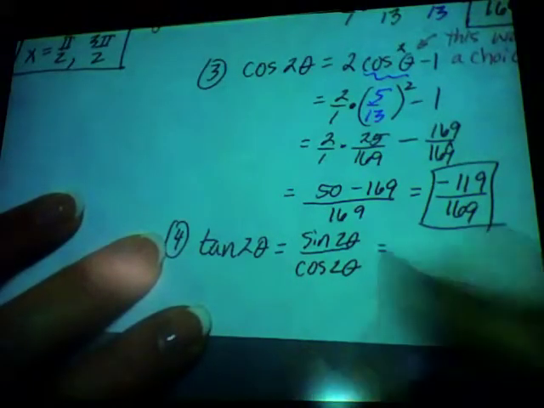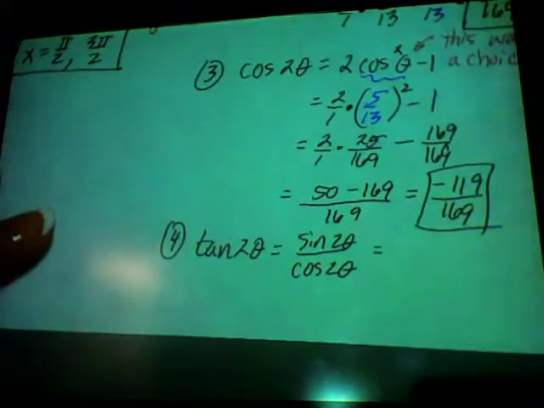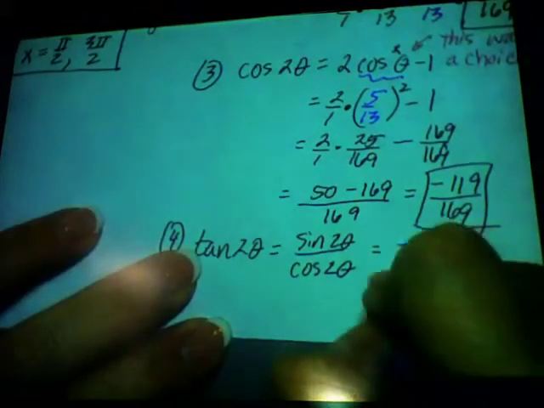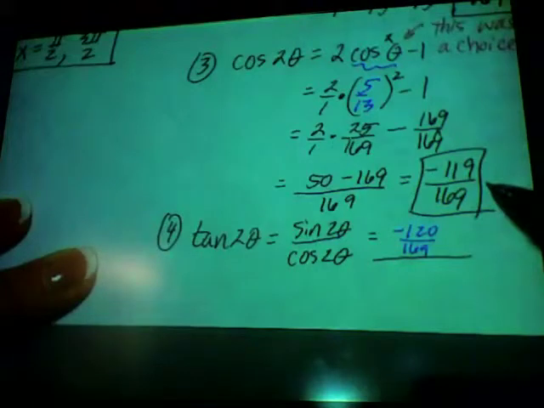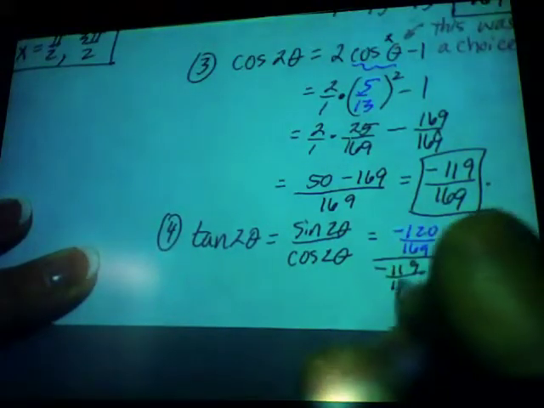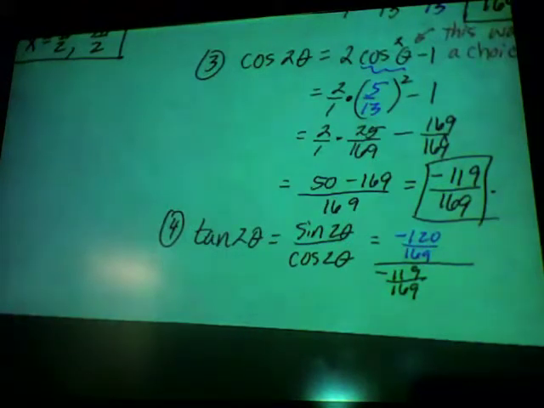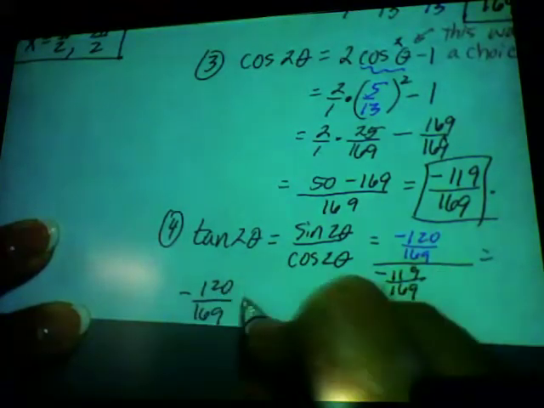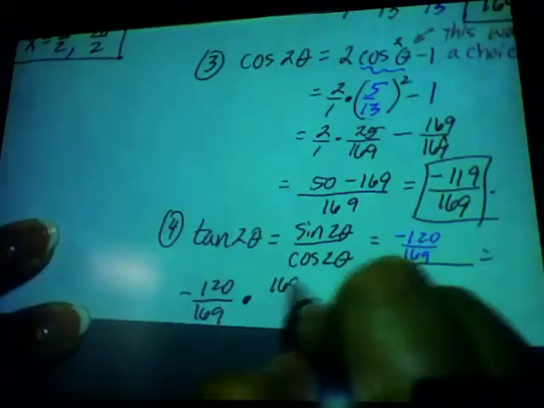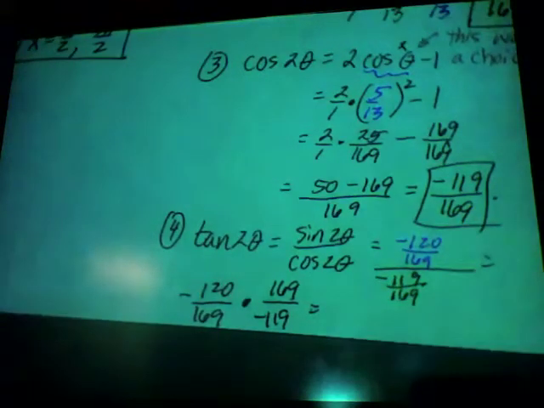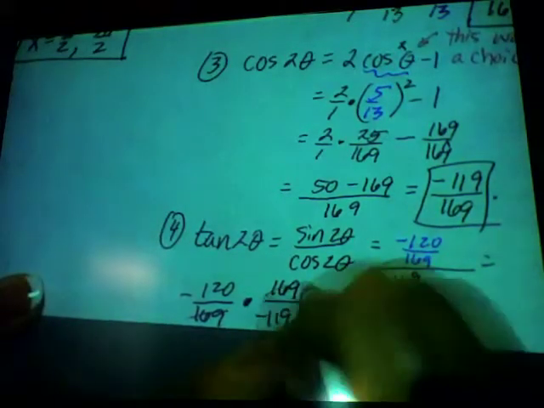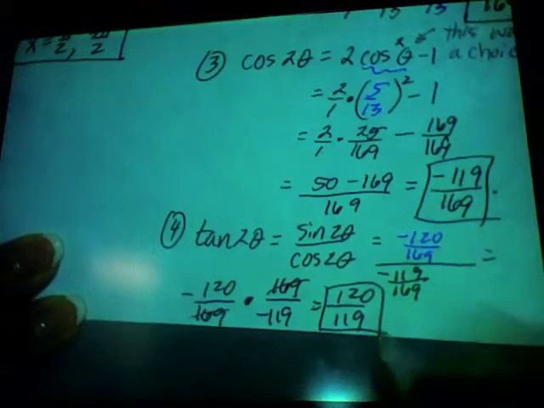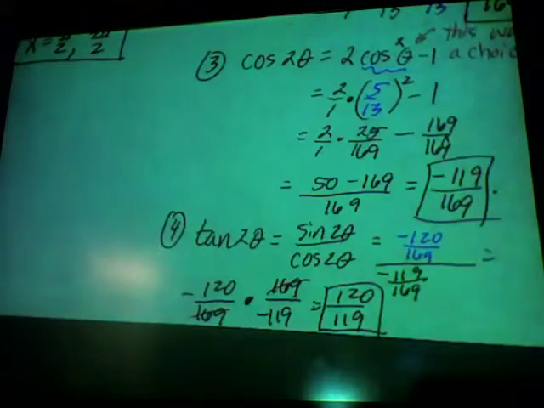So if I have my sine from up above is negative 120 over 169, that's my sine of my double angle, over my cosine of here, right here, is negative 119 over 169. How do you deal with a fraction in a fraction? Yeah. So we end up taking negative 120 over 169. So we multiply by the reciprocal here. So we have 169 over negative 119. Don't your negatives cancel? Don't your 169s cancel? And aren't you left with 120 over 119? Are we okay with that?